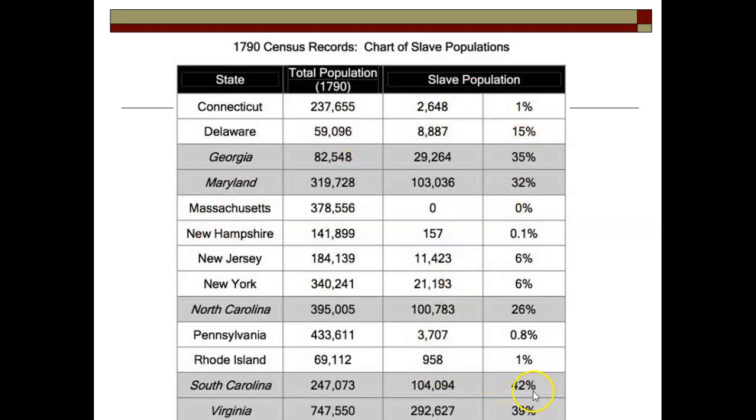So South Carolina, 42% of their population were African slaves. Virginia, very close, 39%. And then you look at all these New England states, Massachusetts, New Hampshire. Delaware was maybe one of the highest, but it is a southern state as well because slavery did exist there. So you can see the two sides here. Without the population of their slaves, southern states would basically be at a disadvantage.